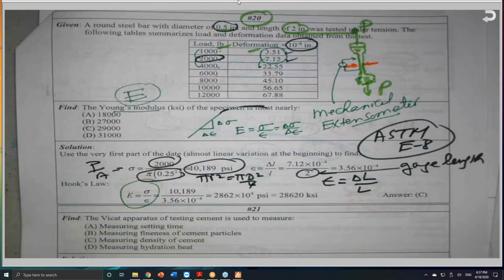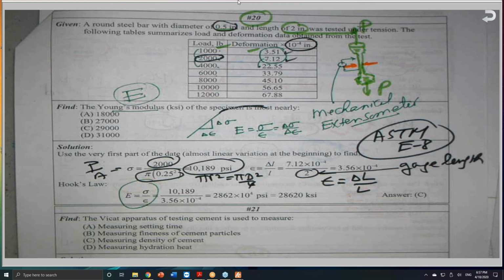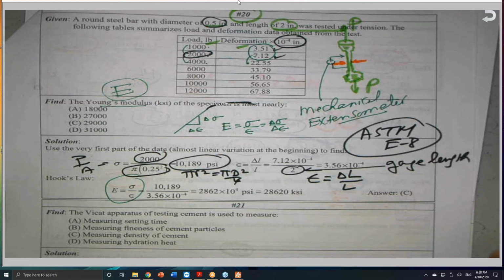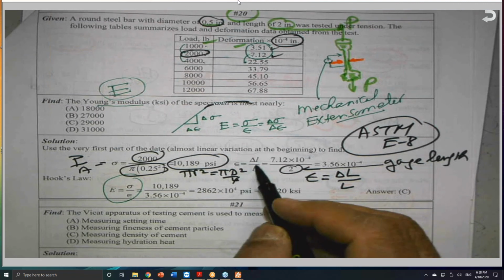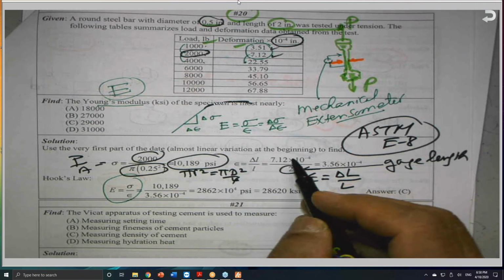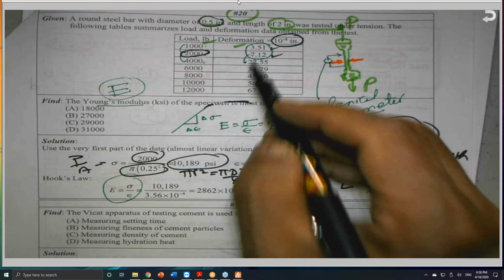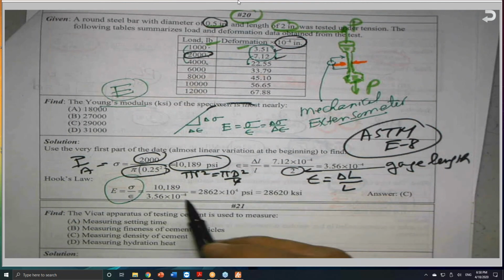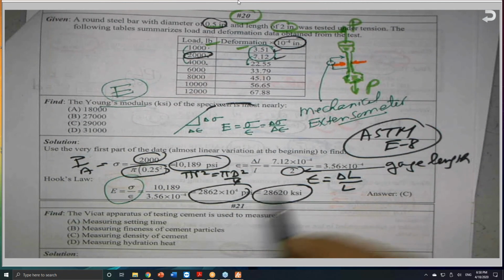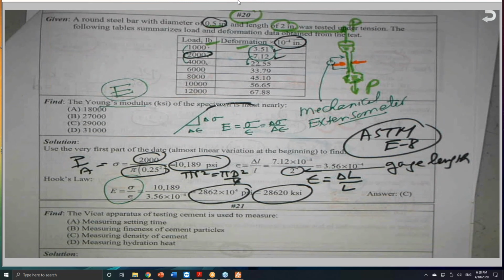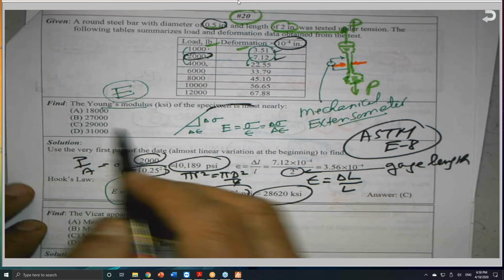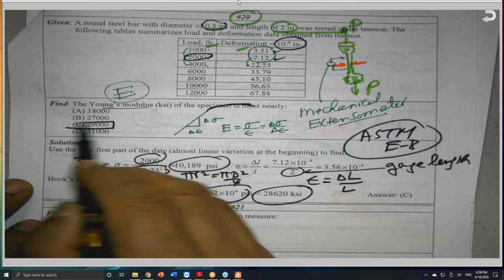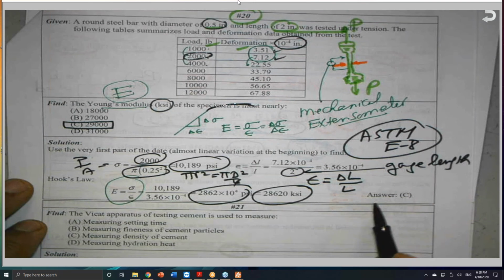So the default is 2, unless they give you something different from the problem statement. So in this case, we can say that if I can get the epsilon, so delta L over L, and I took 7.12 divided by 2, I came up with about 28,620 KSI. So I selected the modulus of elasticity to be 29,000 KSI, or 29 million PSI.